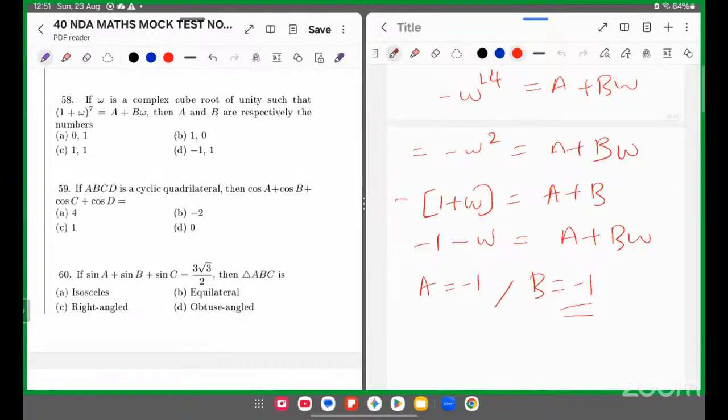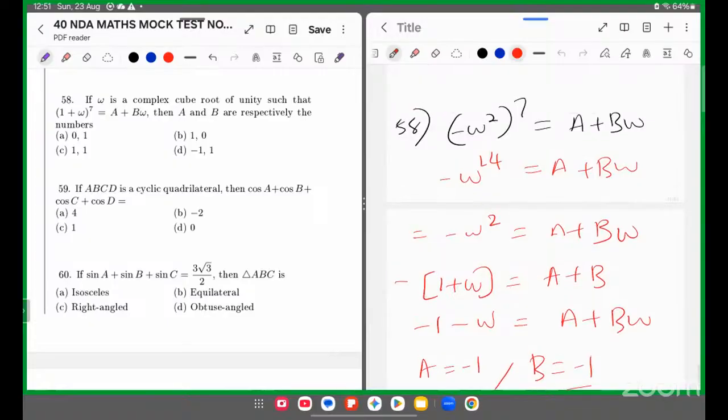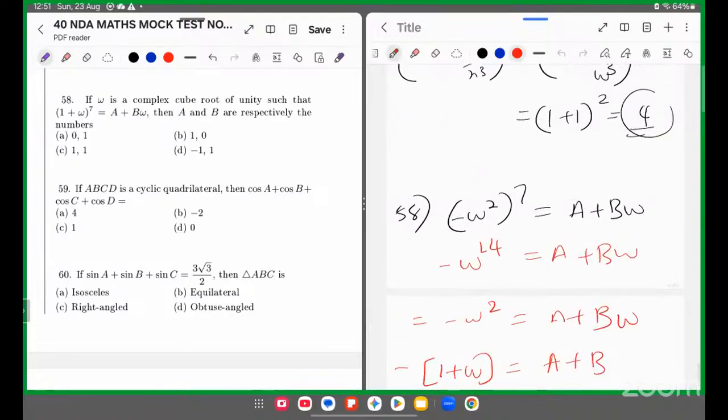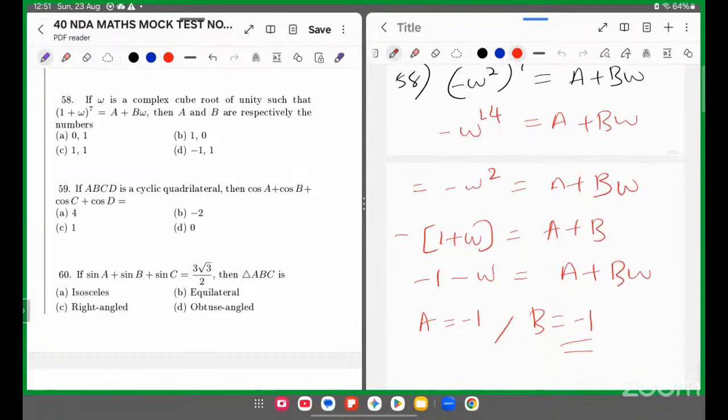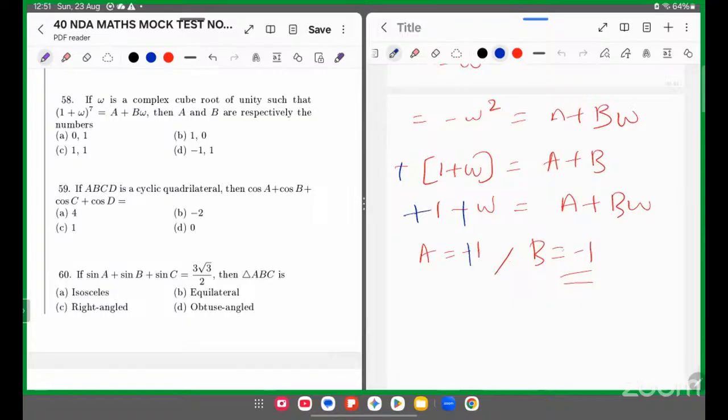Okay, 1 plus omega is minus omega square. Minus omega square, minus omega raised to 14. Since omega cube equals 1, omega square is minus 1 minus omega. So minus omega square is 1 plus omega. So A becomes 1 and B becomes 1. So the answer is option C.